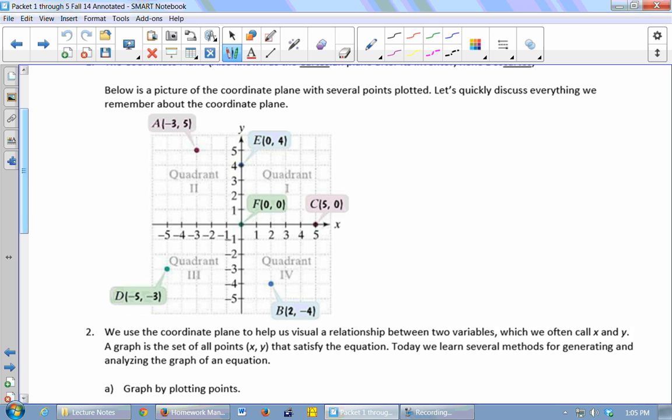How do you plot a point? X comma y. So you go over for the x and then up or down for the y. Anything else? What's this point at the middle called? 0, 0 is the origin. Yep. Good.